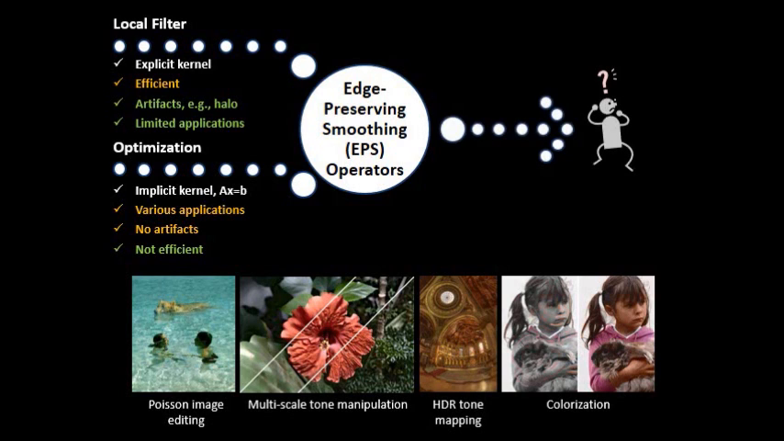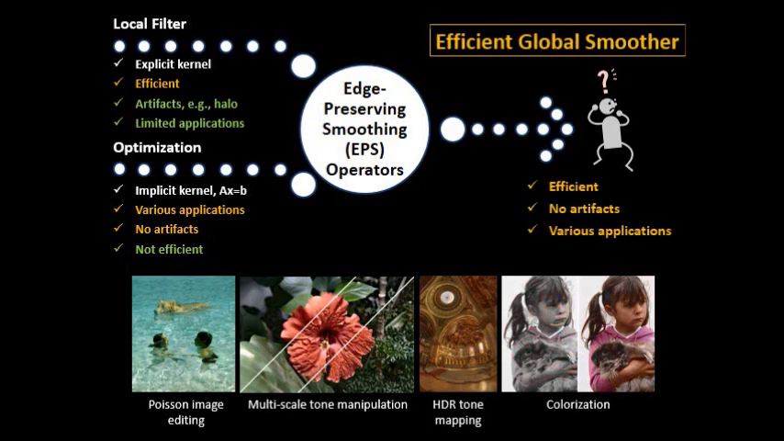On the other hand, the second group of existing EPS approaches focuses on global optimization formalizations. These methods seek to find a globally optimal solution to an objective function through a formulation that amounts to solving a large linear system. These optimization-based methods provide the best smoothing quality with no halo artifacts, and they achieve state-of-the-art results in a variety of computational photography tasks. However, the computational cost of these methods is high, even with recently developed acceleration techniques. In this work, we combine the best of the two paradigms by proposing an efficient, high-quality, and flexible image smoothing technique, which we call the efficient global smoother.